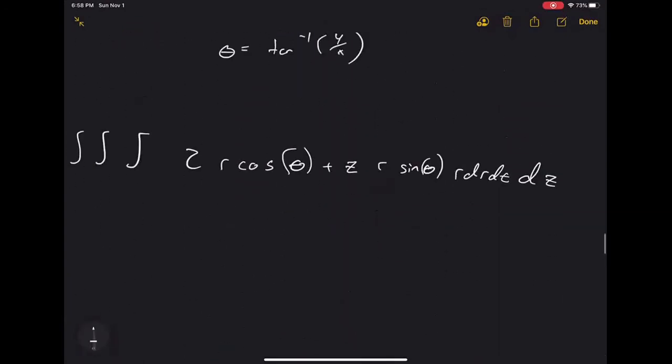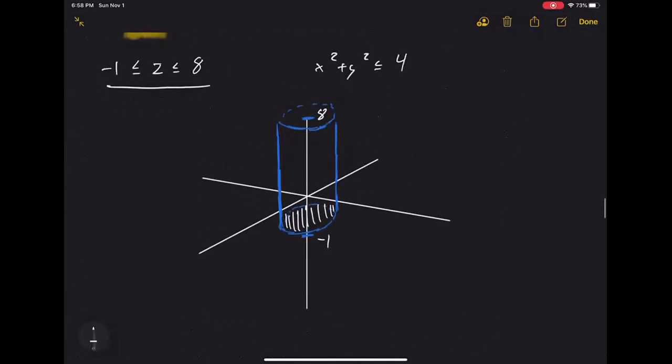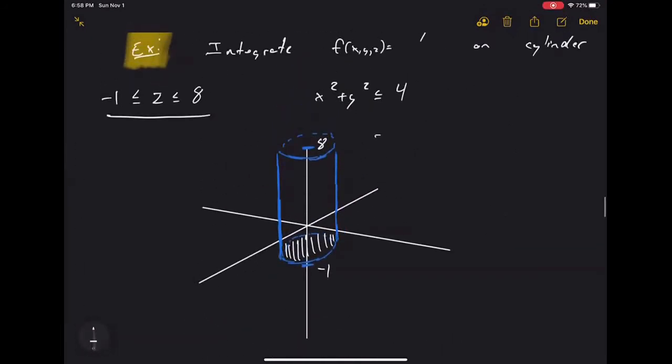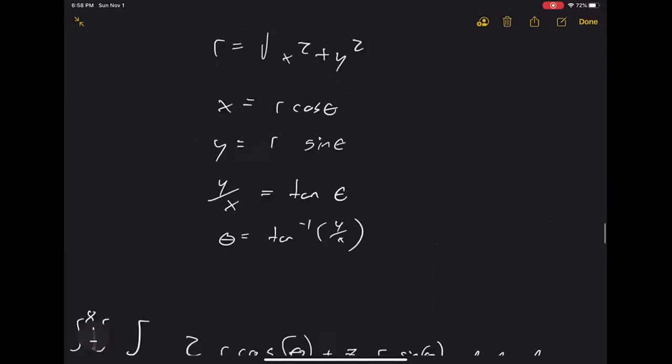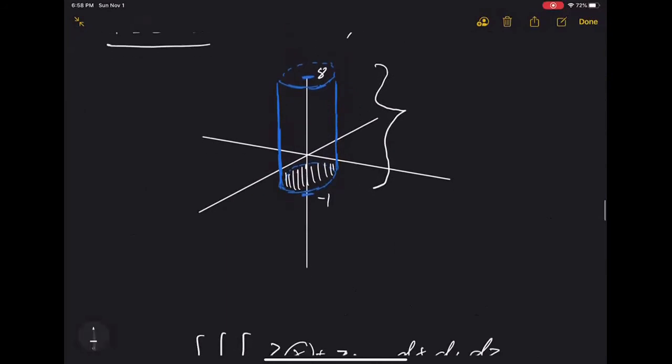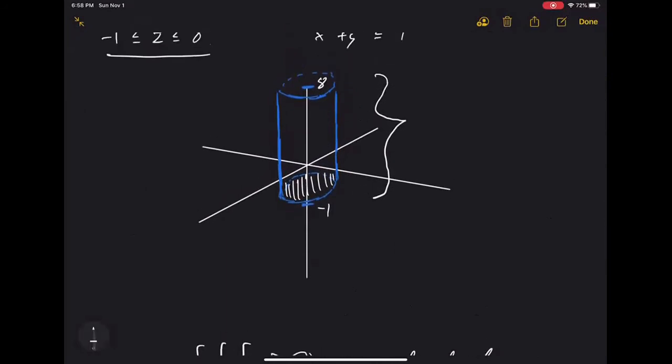Let's start with the easy one, dz. What's the range on my z values? It's just from -1 to 8. So that one's fairly straightforward. Now forget about Cartesian coordinates. I want to write this in terms of r, theta, and z. We said z ranges between -1 and 8, so z is taken care of. What's the range of my r values?